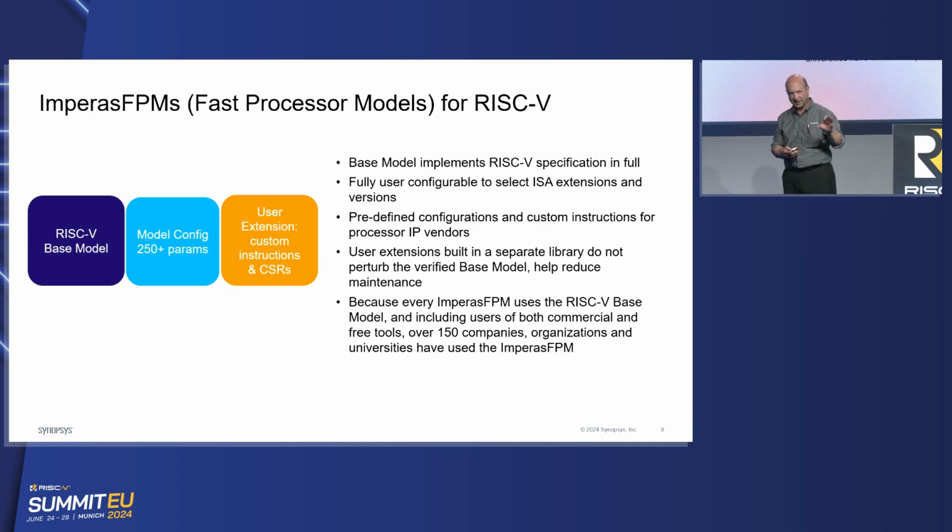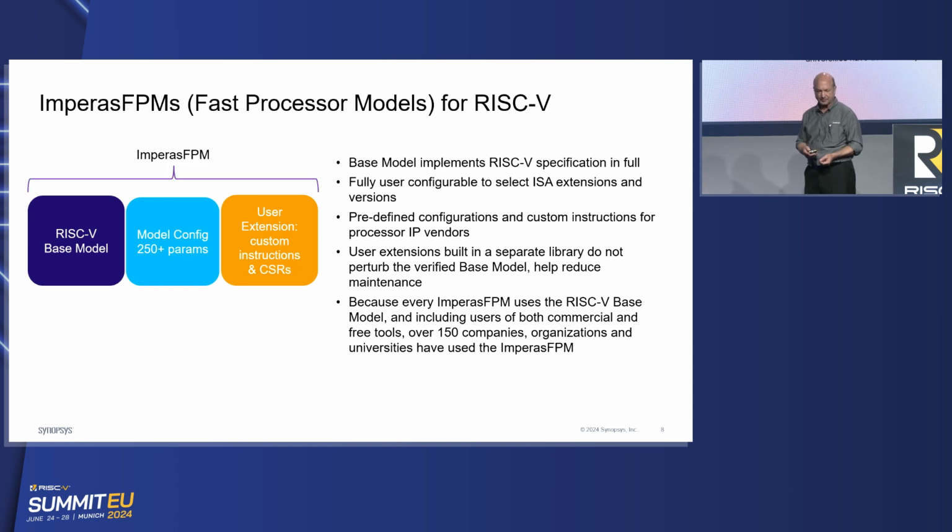What that means in the real world is that over 150 different companies, organizations, universities have used that base model, and it's pretty rock solid at this point. So all that comes together and becomes the Imperas FPM: the base model, the configuration, the custom instructions. And by building it in this way, any tools that are associated with that model are going to be usable with the custom instructions.